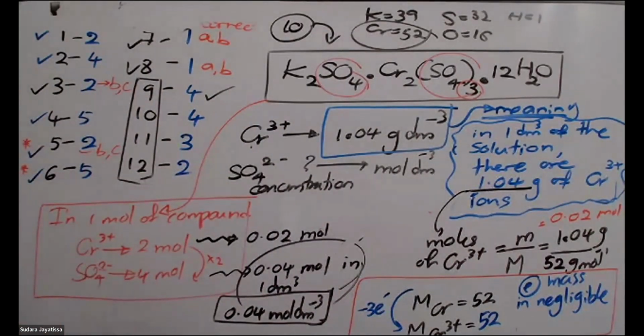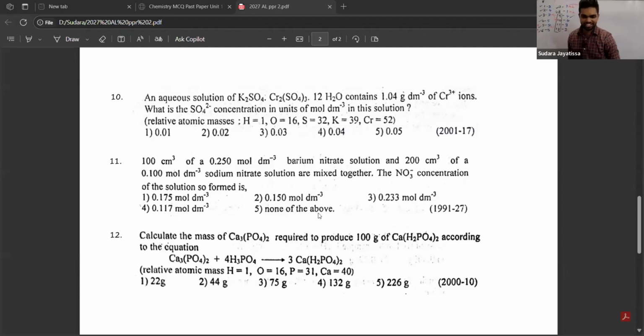Did you understand the way I did this question? 11th one. You have 100 cubic centimeters of 0.25 M barium nitrate. So barium nitrate, this is the chemical formula. And then you have another 200 cubic centimeters of 0.1 M concentration of sodium nitrate, NaNO3.